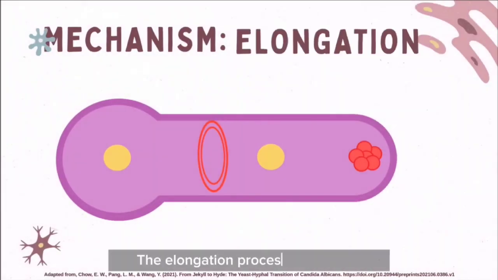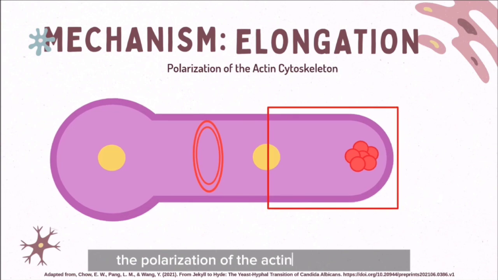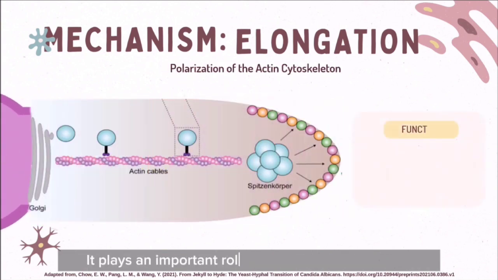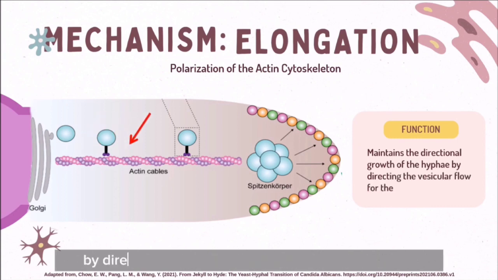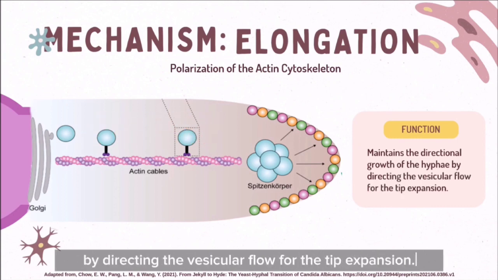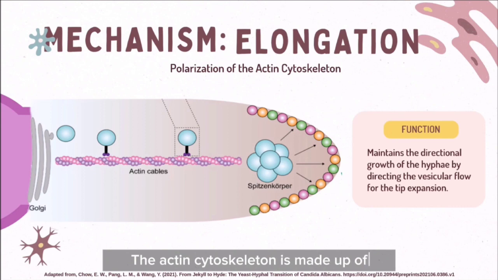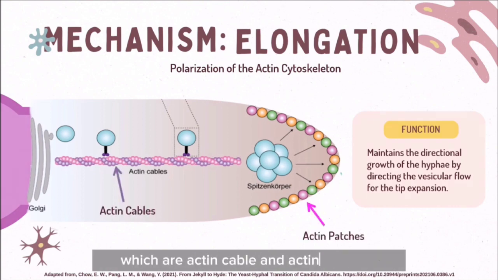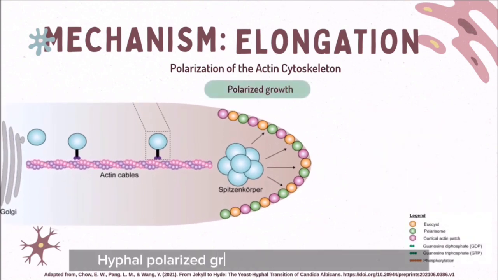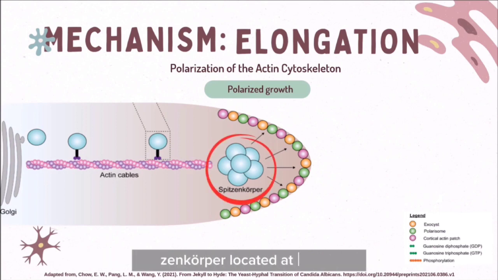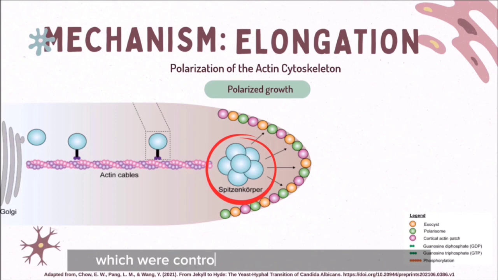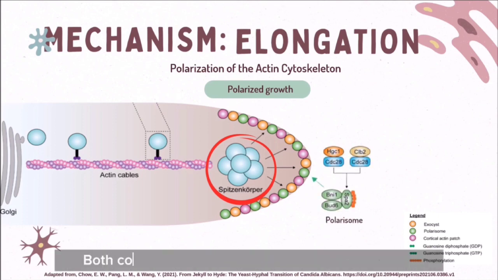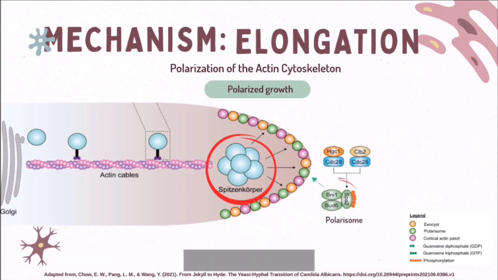The elongation process focuses on the polarization of the actin cytoskeleton. It plays an important role in hyphal morphogenesis, as it maintains the directional growth of the hyphae by directing the vesicular flow for the tip expansion. The actin cytoskeleton is made up of two main components, which are actin cables and actin patches. Hyphal polarized growth is driven by the Spitzenkörper located at the tip, which is specific for hyphae compared to yeast and pseudohyphae cells, which are controlled by the polarisome complex. Both components are controlled by the same proteins, SPA2, BNI1, and BUD6.